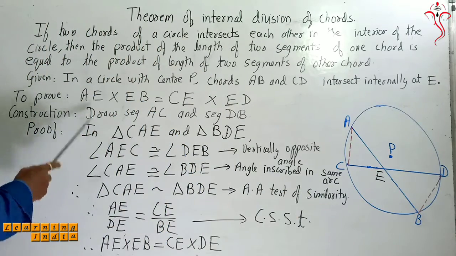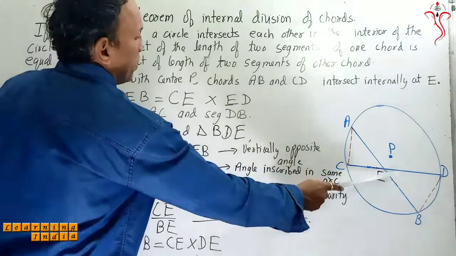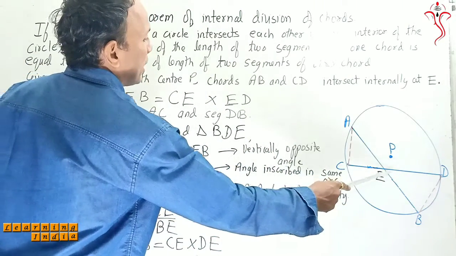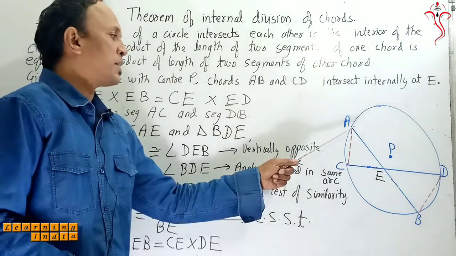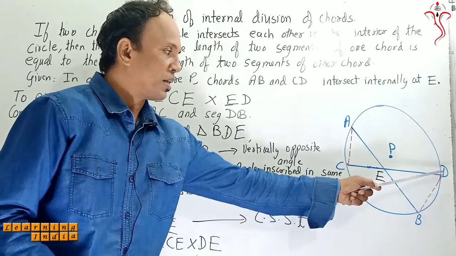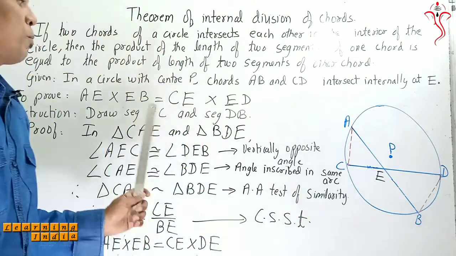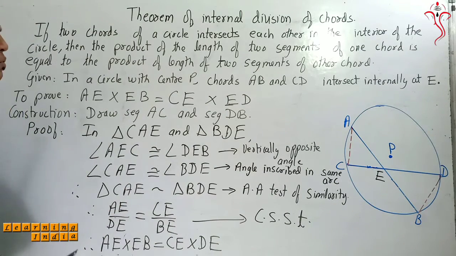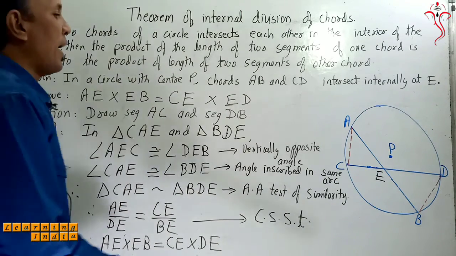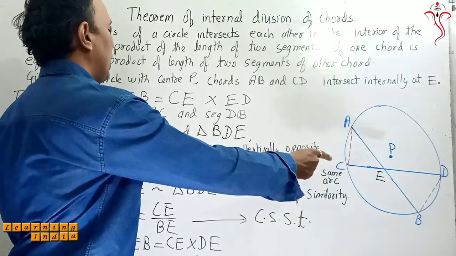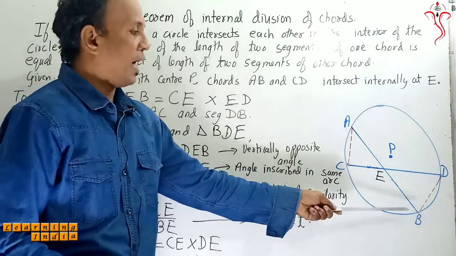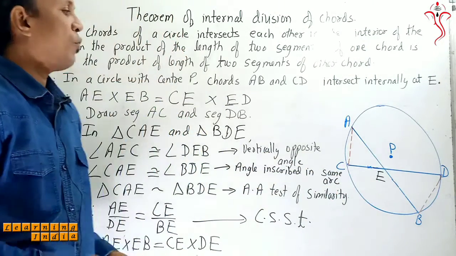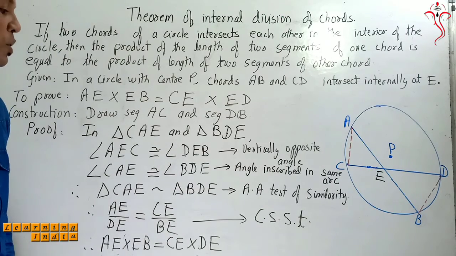Now we have to prove that AE into EB is equal to CE multiplied by ED, or DE you can say. Construction: we are drawing segment AC and segment DB. Proof: in the proof, we are getting two triangles, triangle CAE and triangle BDE.